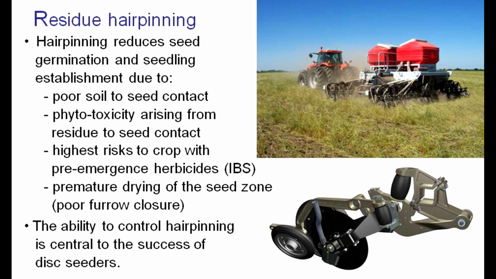So hairpinning is essentially about contact between seed and residue. It really affects seed germination and crop establishment, with phytotoxicity effects, as well as poor contact between seed and soil. In particular, with systems that use pre-emergence herbicides, the rate of crop damage can be quite significant. There's also the fact that the furrow doesn't close properly, which creates much more rapid drying of the furrow, and that affects germination as well. So with these seeders, the ability to control hairpinning is central to making them work well.